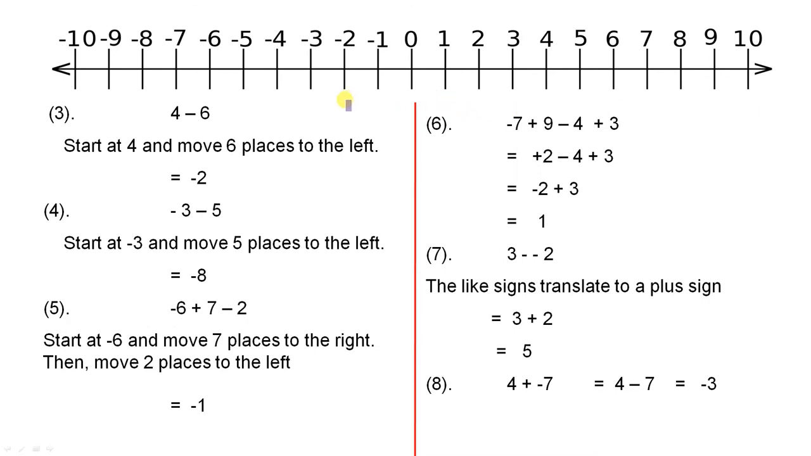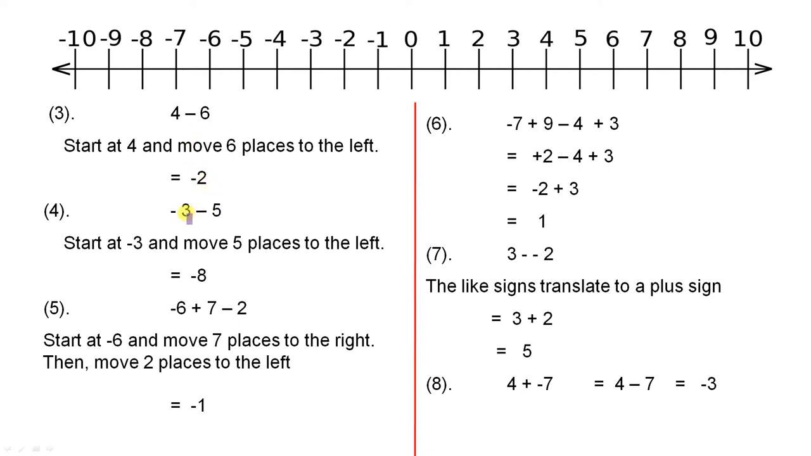Number 3, 4 minus 6. Start at 4 and move 6 places to the left. There's the 4. We move 6 places to the left because of the subtraction. So you start at 4 and let's go 6 places to the left. 1, 2, 3, 4, 5, 6. And that's why the answer is negative 2.